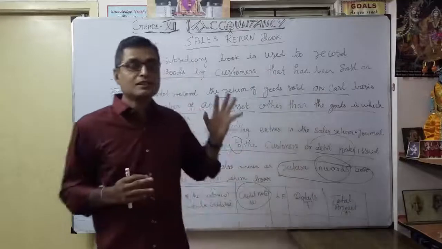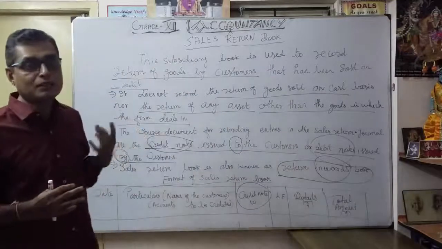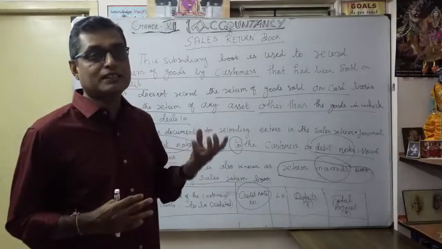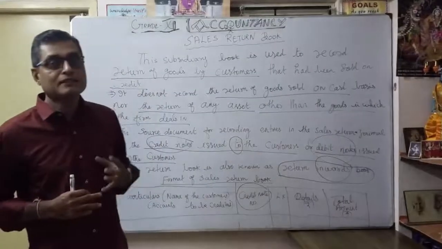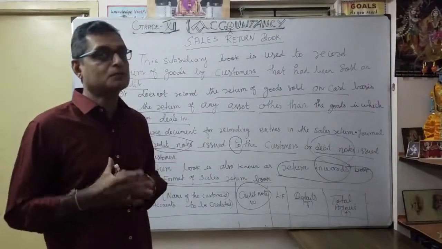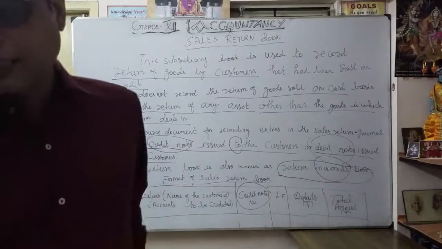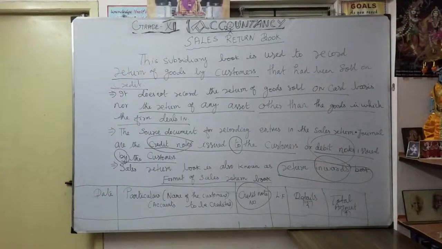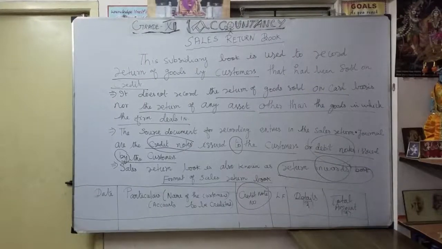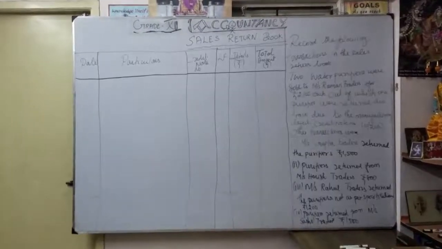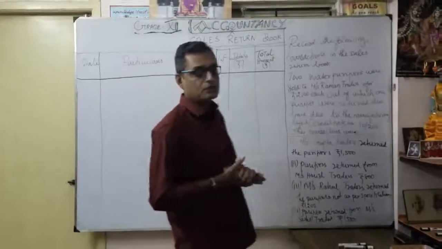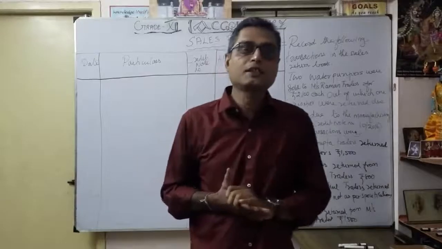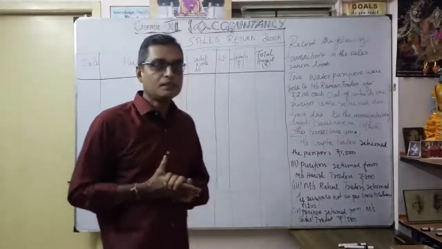So our sales return book basically records only the credit sales returns. See, anything returned by the customer, we are going to record under the sales return book. Now let's see with some example how the sales return book can be maintained. Okay, now see exercise 1. Let's see one example, with the help of which we are going to learn how to record in the sales return book.